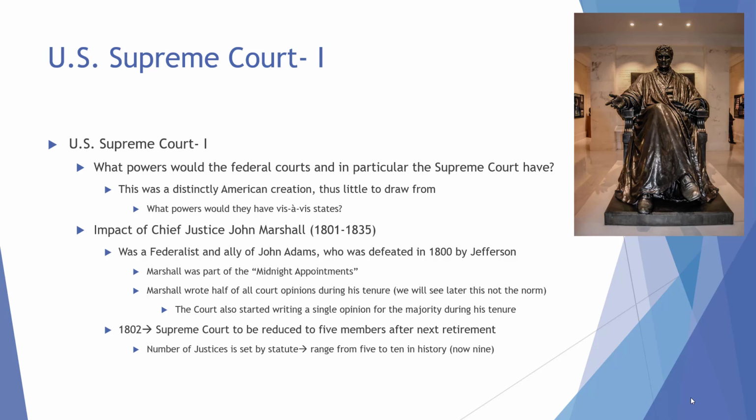So one of the things that eventually happens in 1802 is that when the Jeffersonian Republicans take over, the Supreme Court was reduced to five members. It was supposed to be after the next retirement. Now, keep in mind, the number of justices is set by statute. It can be changed. So if the Congress passed a bill and President Biden signed it that said the Supreme Court is going to be made up of 113 members, it would be 113 members. There is nothing to stop that.